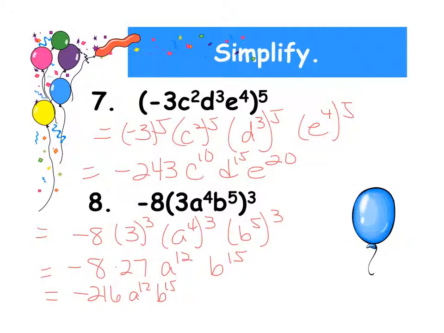Alright, if you'll notice in the second problem that this -8 was in the front of the parentheses, so it was not part of the quantity raised to the third power. So I did not raise -8 to the third power. What I did is I raised 3 to the third power, and then after I got that, I had to multiply that by -8 to get myself -216.